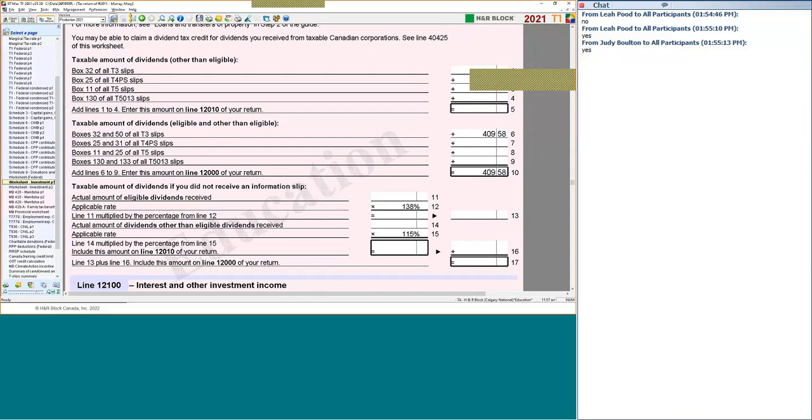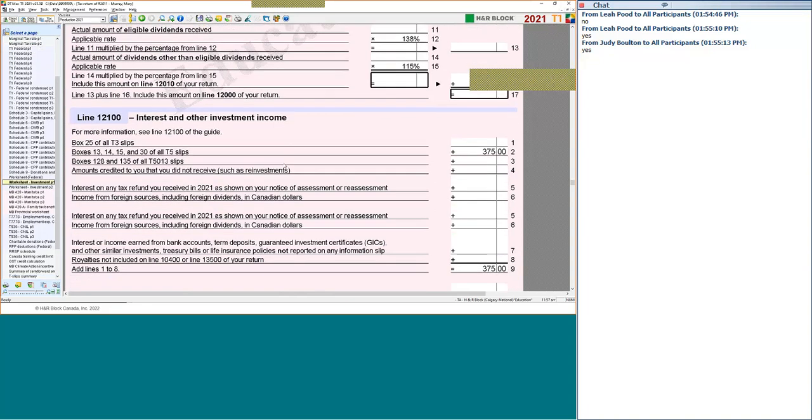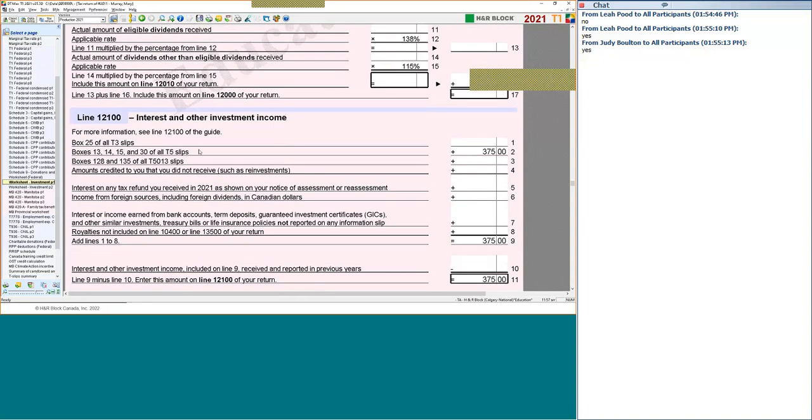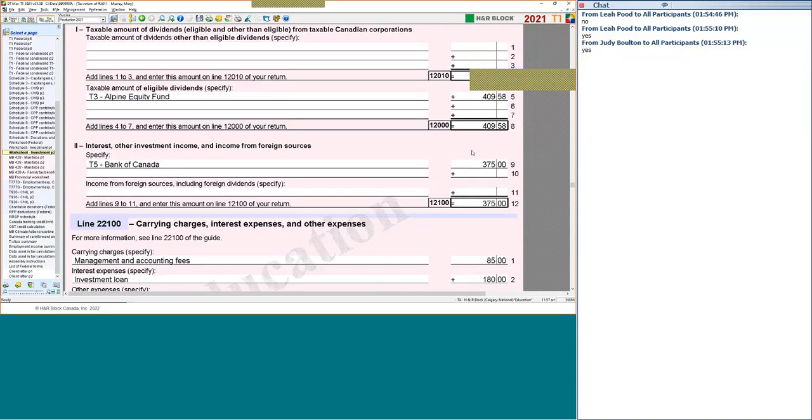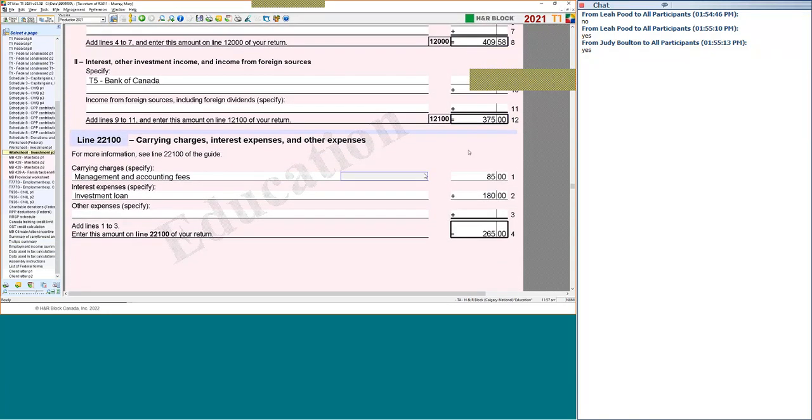That's going to go on line 12000 of my return, and I'm going to calculate a dividend tax credit as well, and I'm going to put the dividend credit from the slip on the dividend credit and on the provincial form. All right, then we're going to get down to interest. I have interest from a T5. T5 box 13 is going to go there, and that's going to go on as income. And then carrying charges, I'm going to have management fees of 85, investment loan of 180, total carrying charges of 265. I take all those numbers, I put them straight on the return.